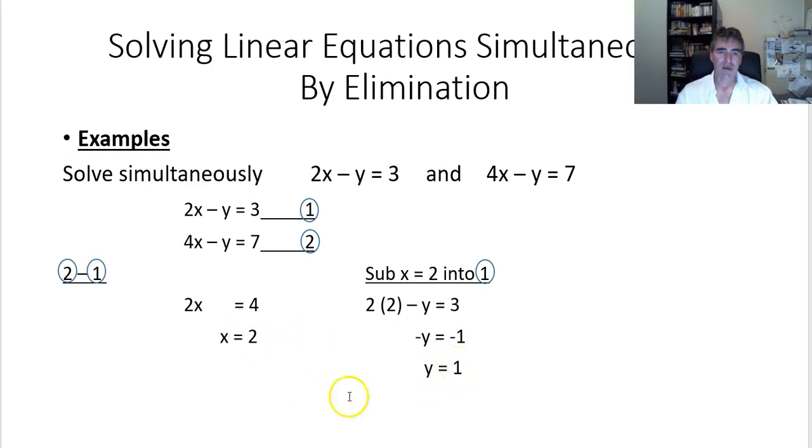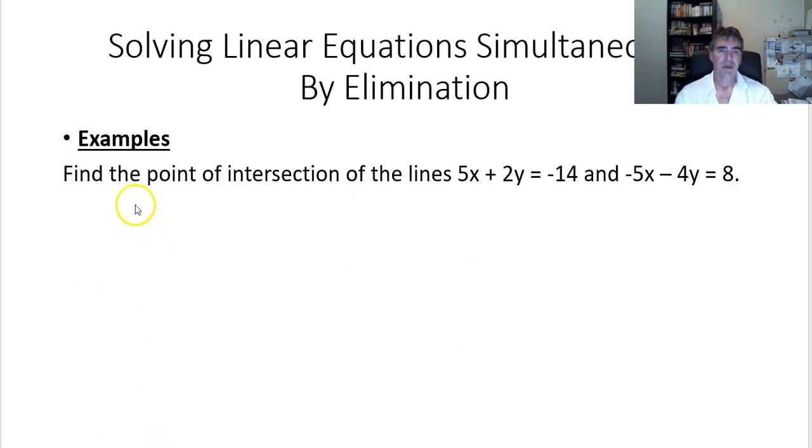So I've got my x value, I've got my y value, so let's write a concluding statement. Therefore, the solutions are x equals 2 and y equals 1 for those simultaneous equations. So there's one example. Let's go and have a look at another example. This time we're going to find the point of intersection of these two lines.